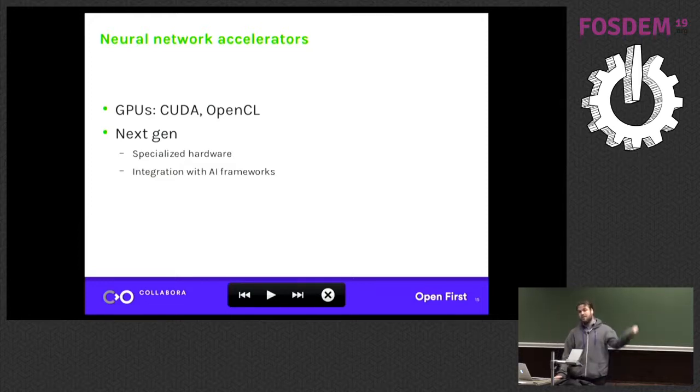Yes. So, specialized hardware is also coming. A lot of these are specialized accelerators that are not like GPUs, but have been really designed for AI workloads. And these will require some integration, and GStreamer is probably going to be a key thing there.